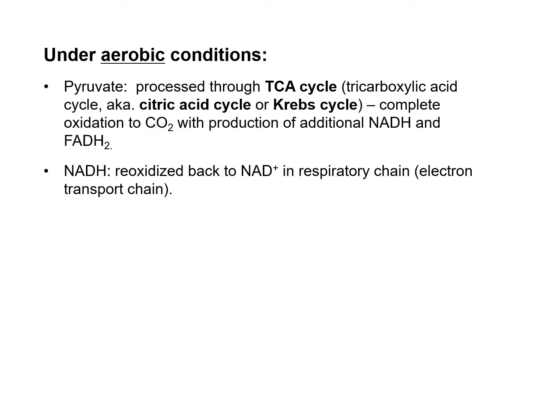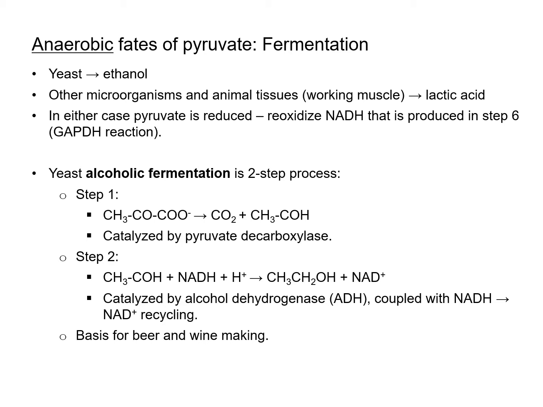Under aerobic conditions, pyruvate, which is the final product of glycolysis, is processed through the TCA cycle, which is the tricarboxylic acid cycle, also known as the citric acid cycle or Krebs cycle. So all these are the same thing. Basically, it completely oxidizes pyruvate to carbon dioxide with the production of additional molecules of NADH and FADH2. And NADH is reoxidized back to NAD+ in the respiratory chain, which is the electron transport chain. In anaerobic conditions, the pyruvate is converted to other molecules by fermentation.